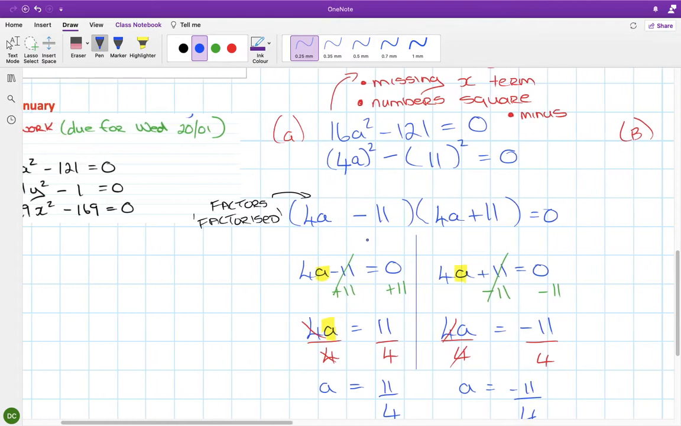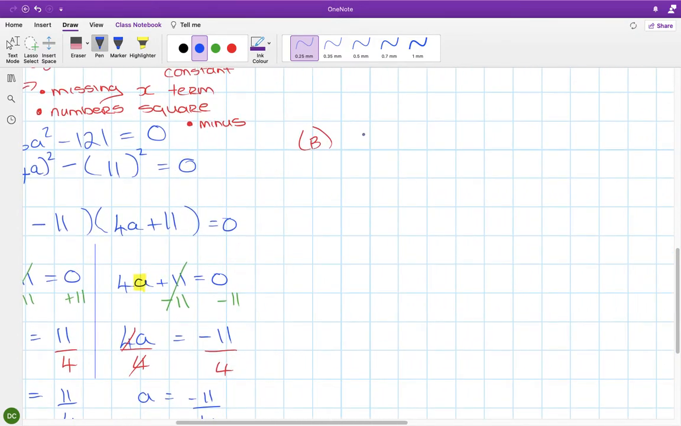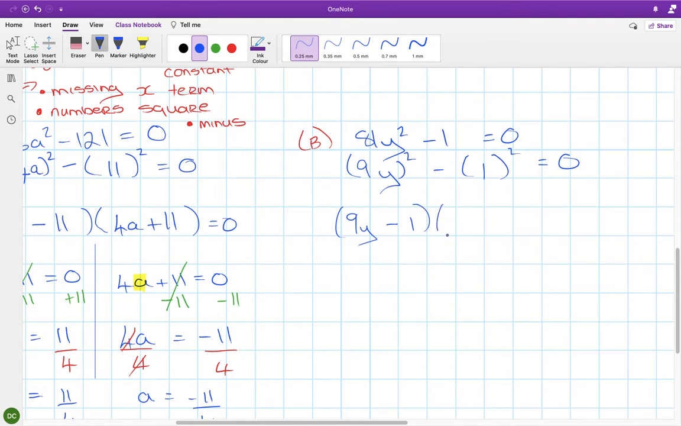What was the second one? 81y squared minus 1 equals 0. Okay, so we open up our brackets. What's been squared here? To get 81, 9. And to get the y squared, y. What's been squared to get 1? 1. Then we do the first one minus the second one, the first one plus the second one.